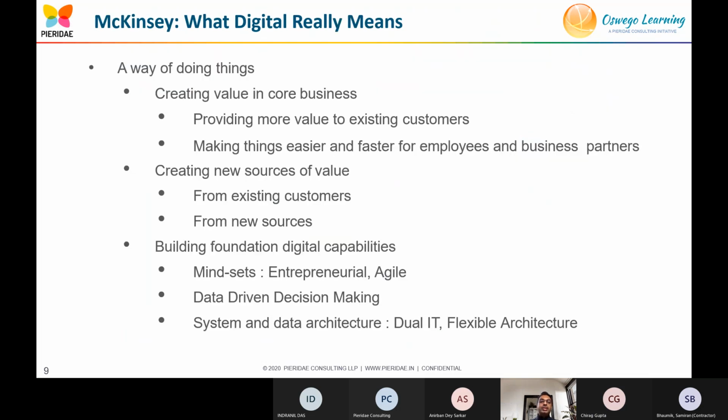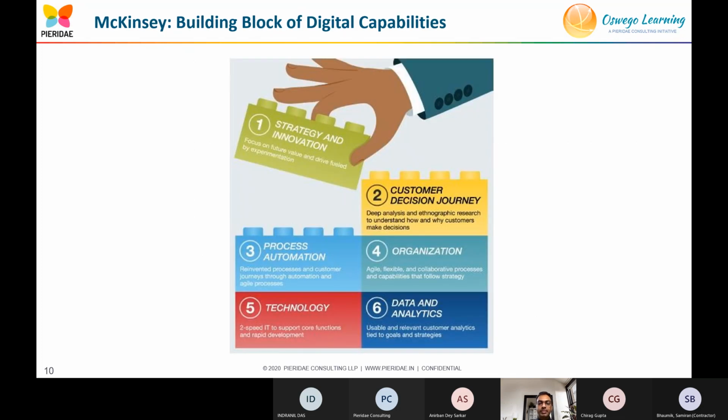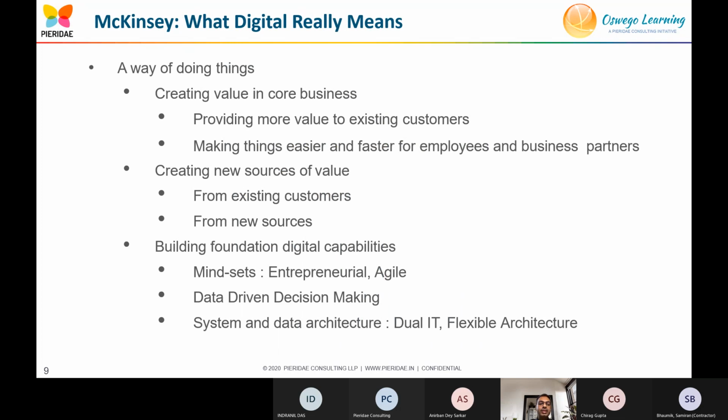Okay. So this is McKinsey's definition of what digital really means. McKinsey says this is a way of creating value in your core business, providing more value to existing customers, making things easier and faster for employees and business partners. That's number one: create new values in the core business. You already have a business, and in that you are creating new values. We'll give an example after a couple of slides.